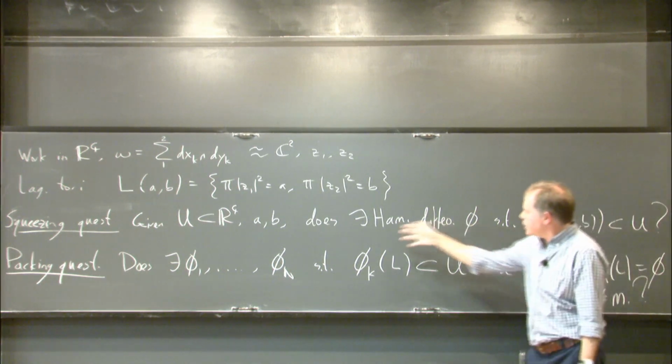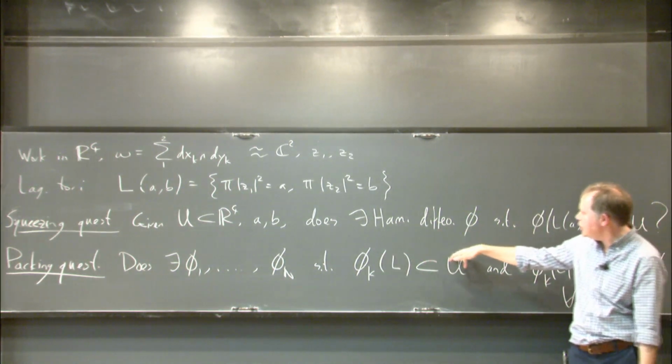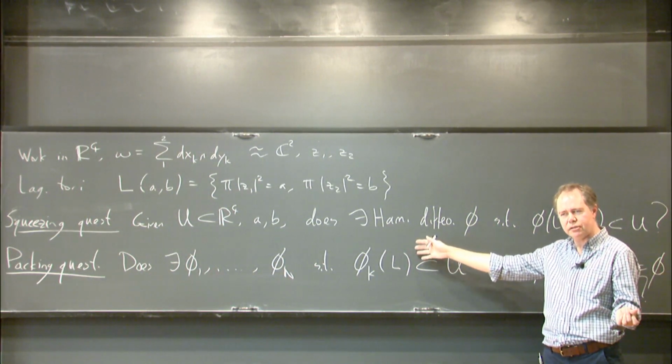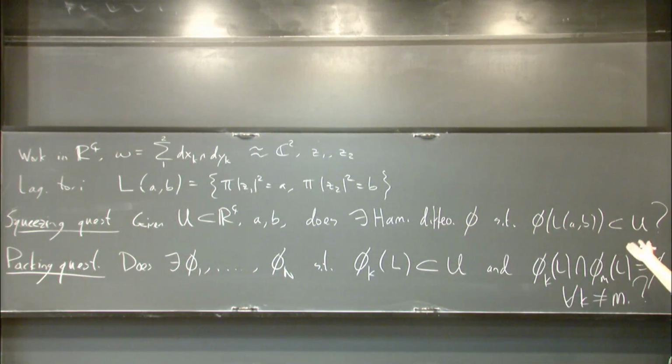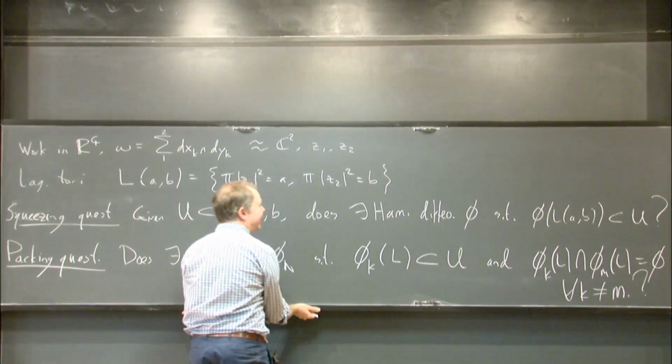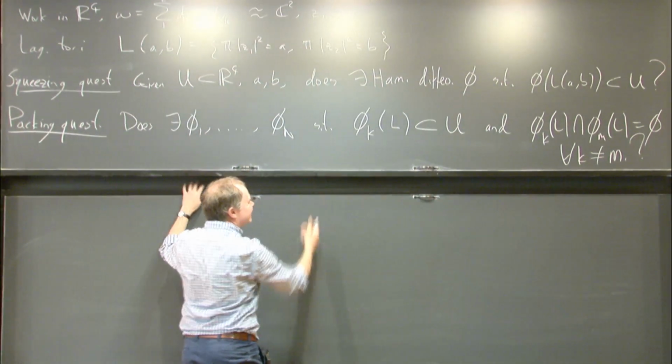There are variations on these questions. If you're given U, you could ask for restrictions on the Maslov class and area class of embedded Lagrangians. You could put different hypotheses on the images. Maybe you want them all to be Hamiltonian isotopic or not. But that's it. I'm going to try to answer these.